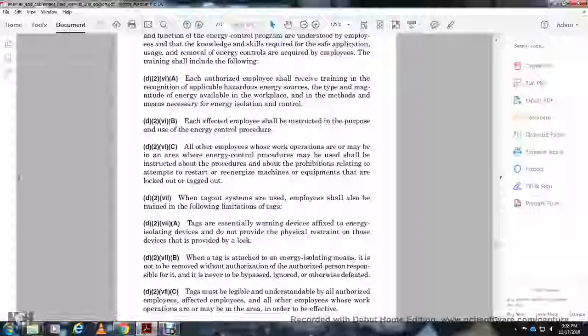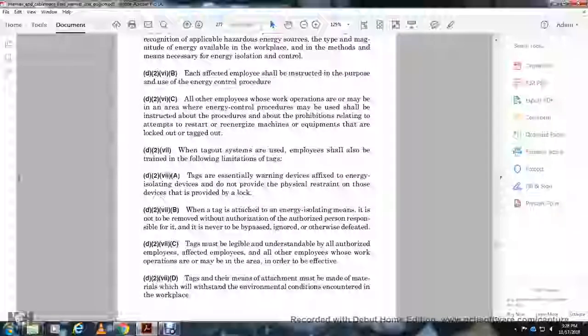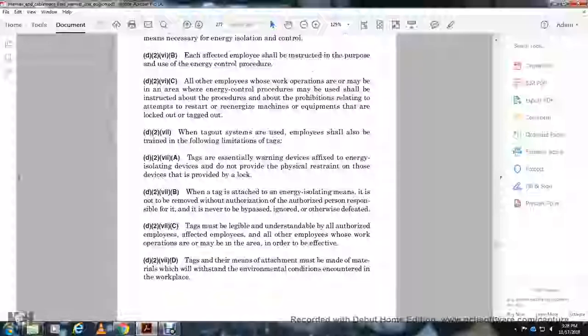When a tag is attached to an energy isolating means, it is not to be removed without authorization of the person responsible for it, and it is never to be bypassed, ignored, or otherwise defeated. Tags must be legible and understandable by all authorized employees, affected employees, and all other employees whose work operations are or may be in the area. In order to be effective, tags and their means of attachment must be made of materials that will withstand the environmental conditions encountered in the workplace.